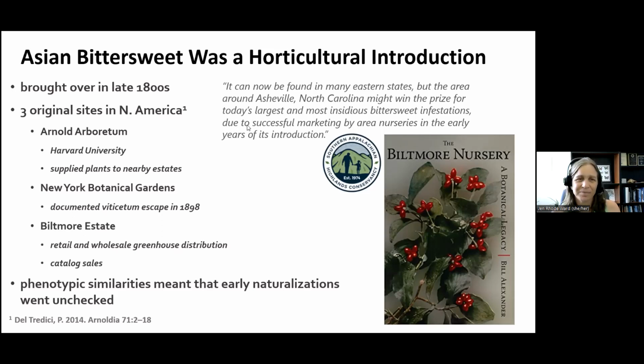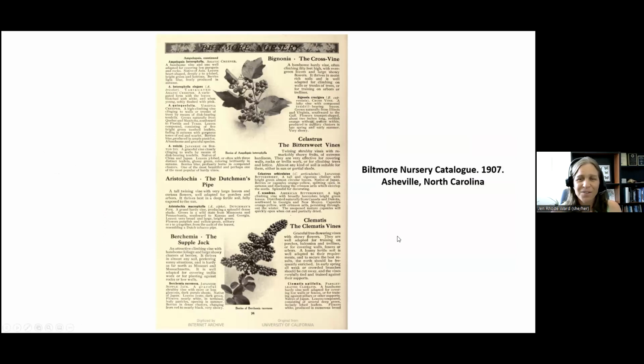Okay. Here is a page from the 1907 Biltmore Nursery catalog showing that you could purchase the native bittersweet as well as Asian bittersweet. And the Biltmore estate originally got their bittersweet from Japan, that part of the region.